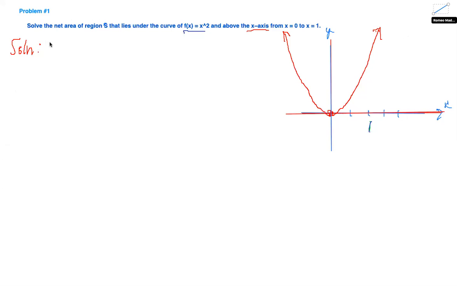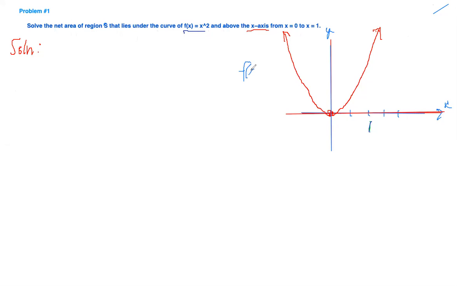Problem number one, solving for the area under the curve. The problem is: solve the net area of region S that lies under the curve of the function x squared and above the x-axis from 0 to 1. So I already sketched the graph of the parabola, and this is our f of x.